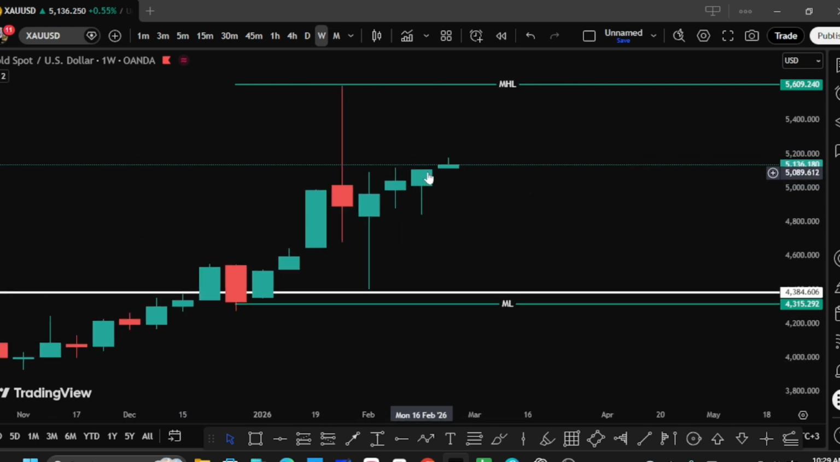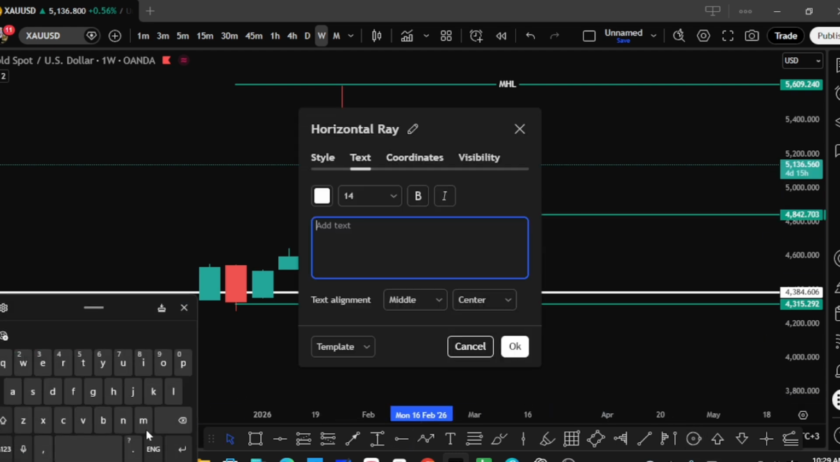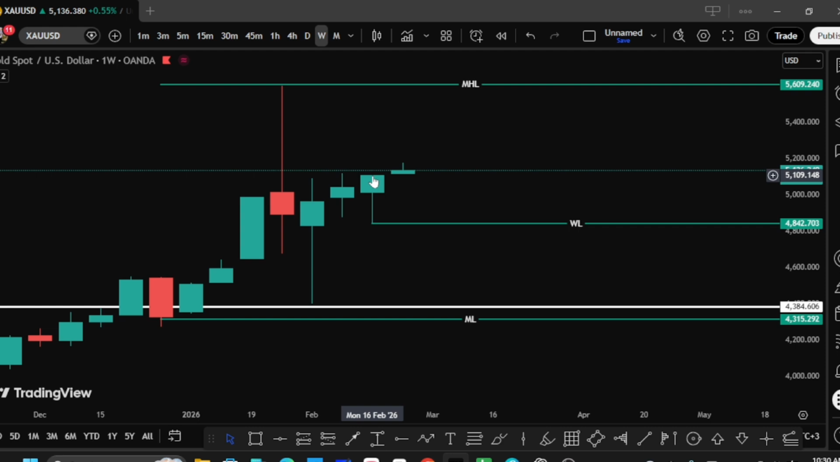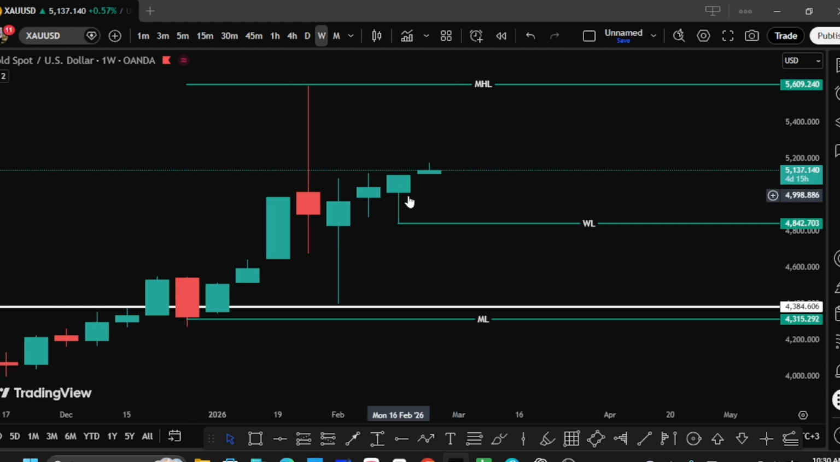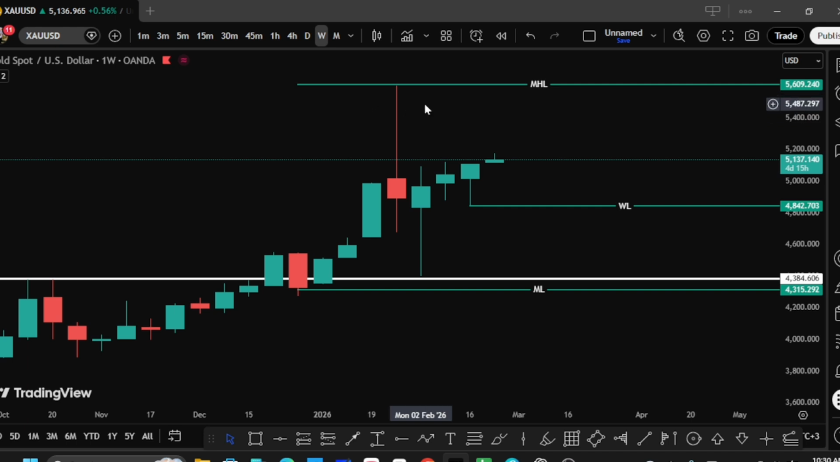What I do, I still mark the high and the low, but here's the deal. When the high is already grabbed, you don't need to mark the high. So we mark the low, and I call it the weekly low. If this weekly high was not grabbed, I could have called it weekly high liquidity because last week was a bullish move. So I was expecting bullish continuation, up to where we still don't know.